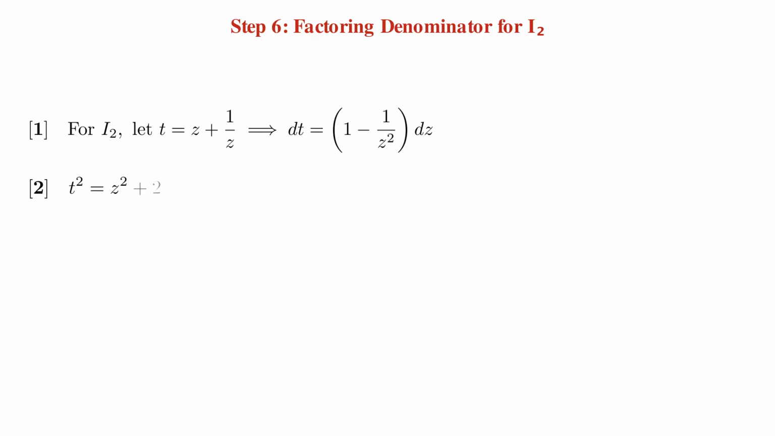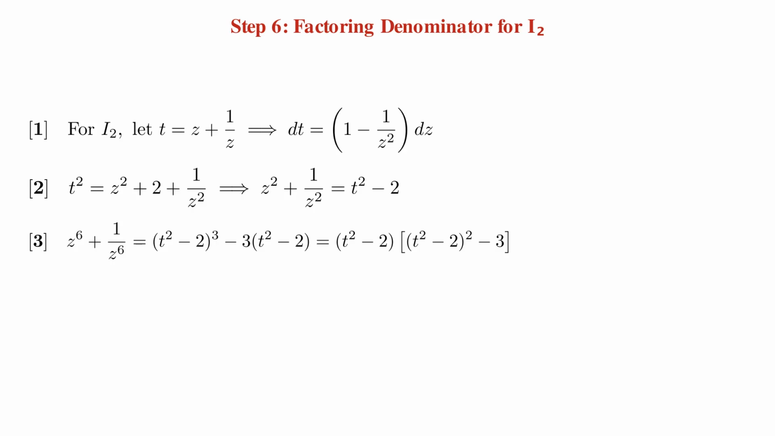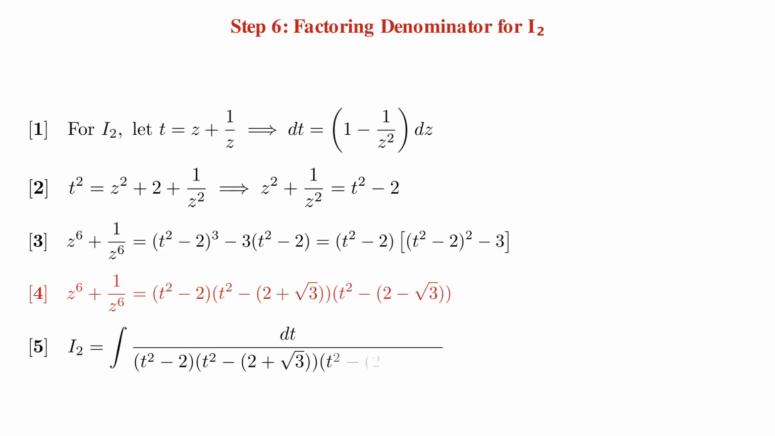For the second integral I2, let t equal z plus 1 over z. The differential dt is 1 minus 1 over z squared dz. Squaring t gives z squared plus 1 over z squared equals t squared minus 2. Applying the sum of cubes formula with t squared minus 2, factoring gives 3 quadratic terms involving difference of squares. Thus, integral I2 transforms into rational form and variable t.